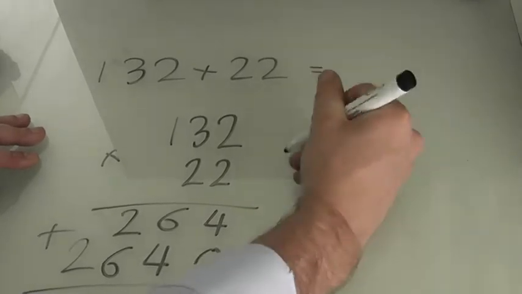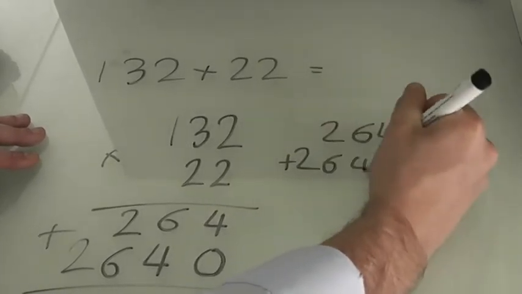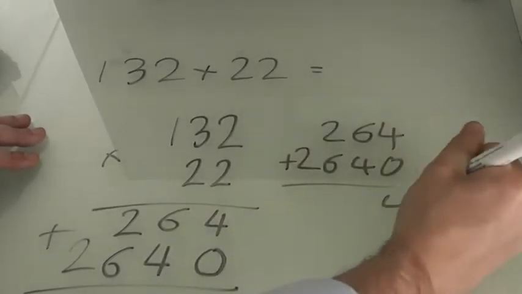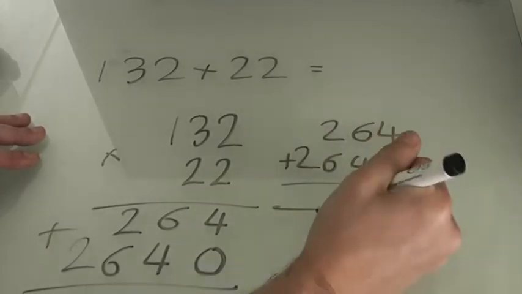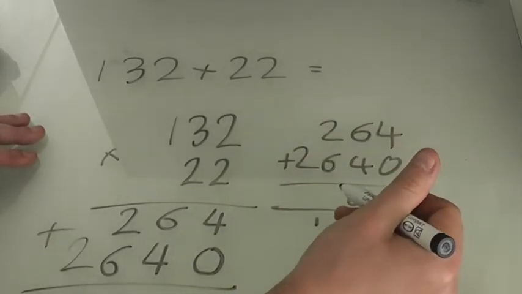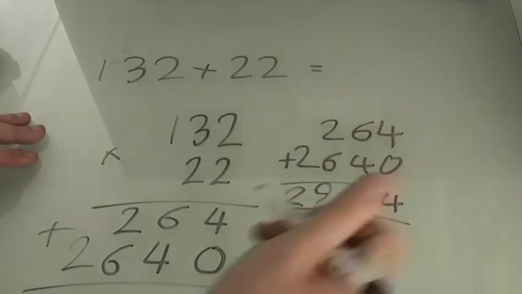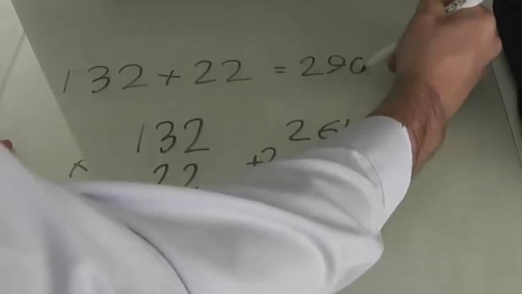So your answer would be, let's quickly write these down. We've got a 4, we've got a 10, we've got 6, add 2 is 8, add 1 is 9, take the 2 on, so your answer would be 2,904.